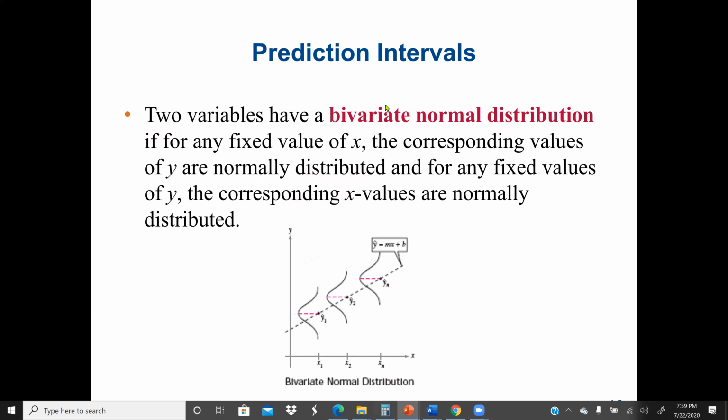So next we move to what we call the prediction intervals. Now, if we have two variables that have a bivariate normal distribution, then for any fixed value of x, the corresponding values of y are normally distributed, and for any fixed value of y, the corresponding x values are also normally distributed. So we can see the diagram, each is a normally distributed term. So this is called the bivariate normal distribution.